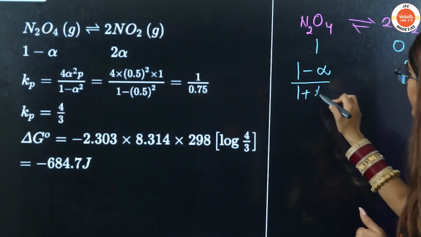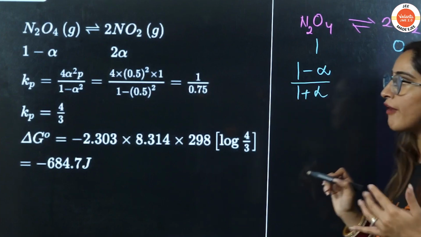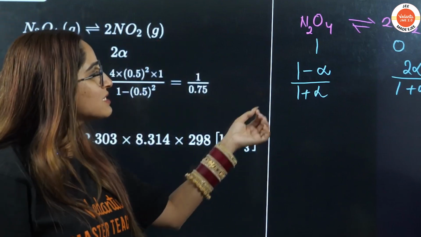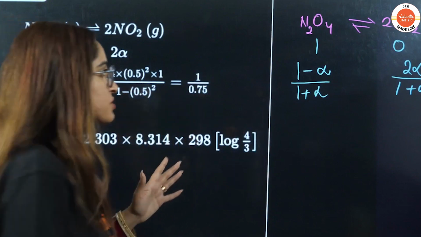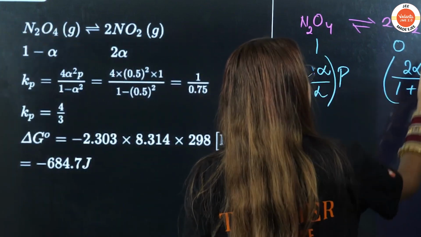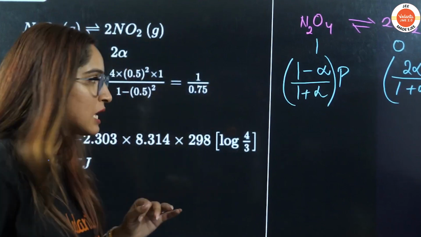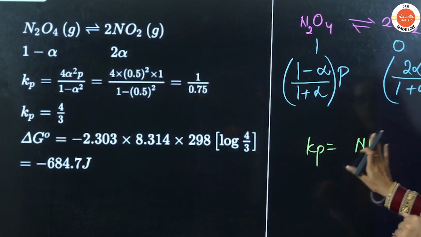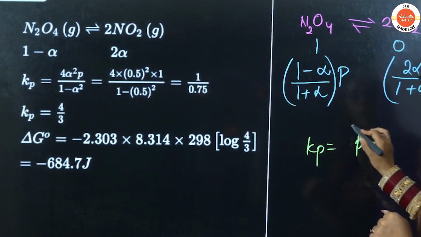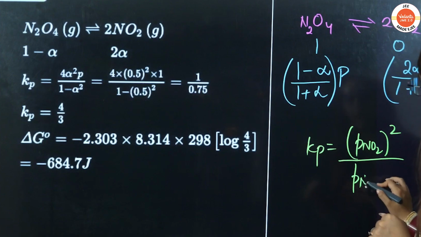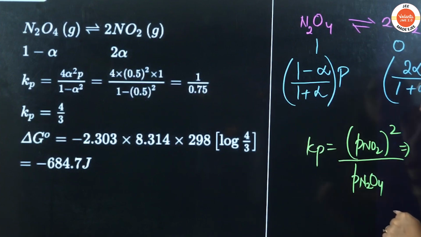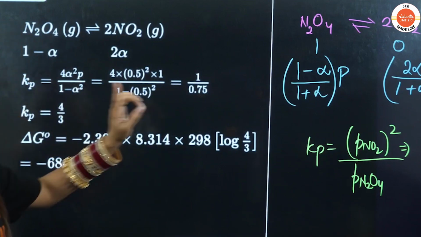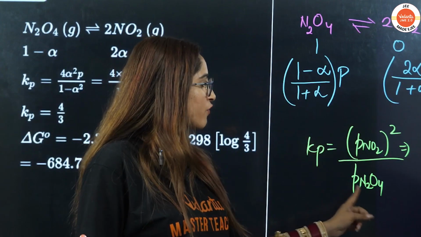So you have to divide by the total number of moles, right? When you divide by the total number of moles, you will simply get the mole fractions. So you multiply it by the pressure of the vessel, and you will get the partial pressure. Now, what is the value of Kp? Kp is equal to the pressure of NO2 raised to power 2 divided by the pressure of N2O4, right? So here you just have to put in the values. This is the value of 2 alpha. This is the pressure of NO2. This is the pressure of N2O4.